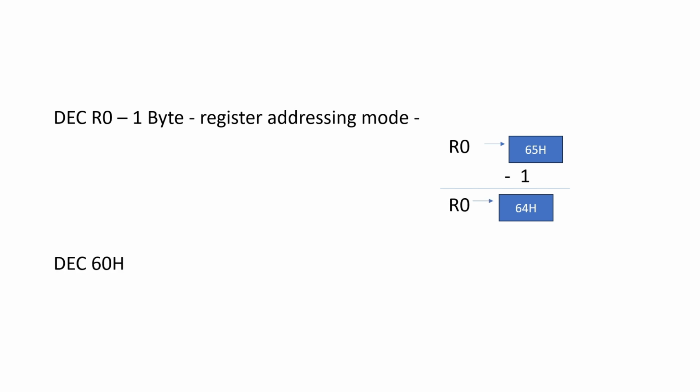See the more example, DEC 60H. Here the content of 60H memory location is decremented by 1. See the next, DEC @R0. Here the contents of the memory location which is given in R0 register is decremented by 1. DEC DPTR. The content of DPTR is decremented by 1.